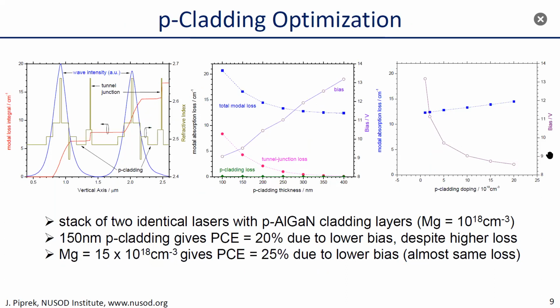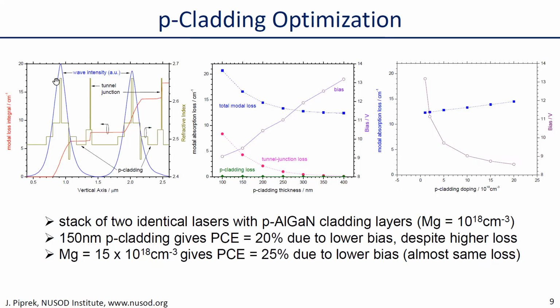So what can we do for bias reduction? There are two avenues, basically. First, we can reduce the thickness of the cladding layer, and that is shown here. With a smaller cladding layer, the tunnel junction gets closer to the optical mode, to the lasing mode, and increasing overlap causes more absorption from the tunnel junction on both sides.